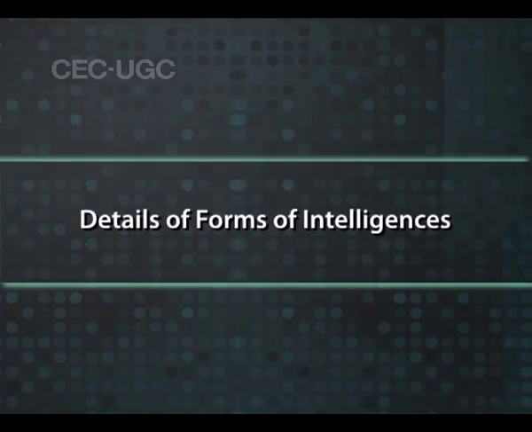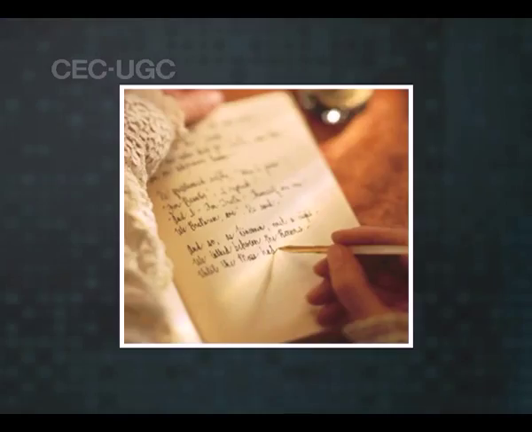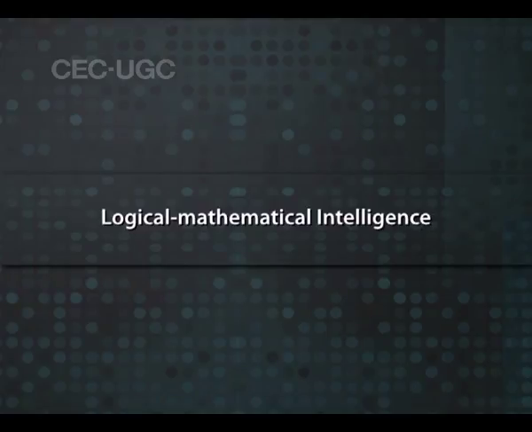Now we will examine each form of intelligence in detail. Details of forms of intelligences. Linguistic or verbal intelligence. It is the ability to use words effectively, both orally and in writing. This involves having a mastery of language. For example, take the case of a poet or a journalist. It also allows one to use language as a means to remember information.